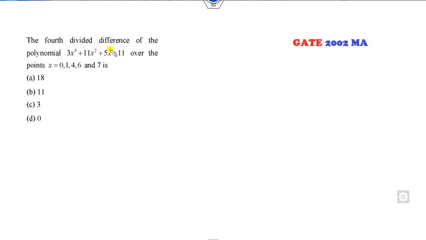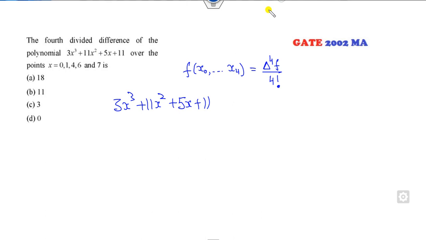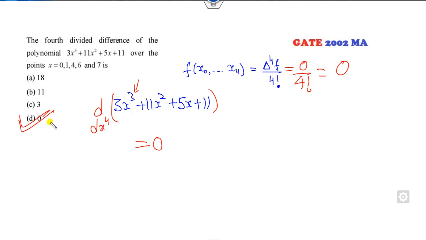Okay, the fourth divided difference. Again, your target is to write the fourth divided difference. It will be del of 4 divided by 4 factorial. So what is the fourth derivative of this polynomial, 3x cube plus 11x square plus 4x plus 11? It is 0, because the highest degree is 3, so the fourth derivative is 0. So 0 over 4 factorial is 0, which is the right answer.